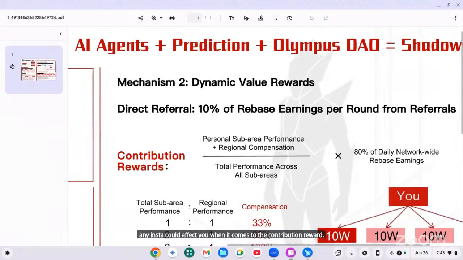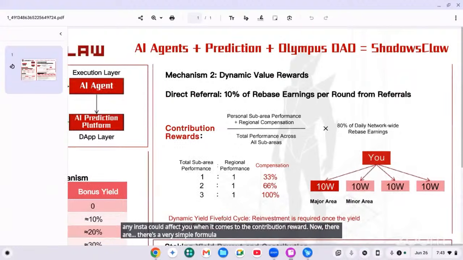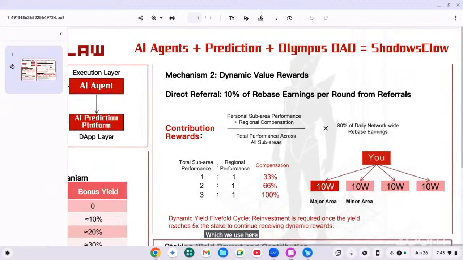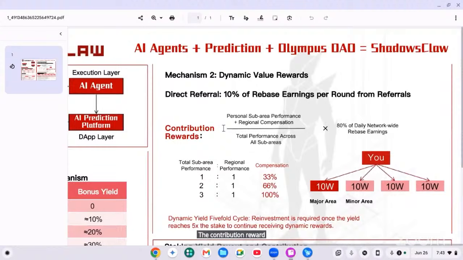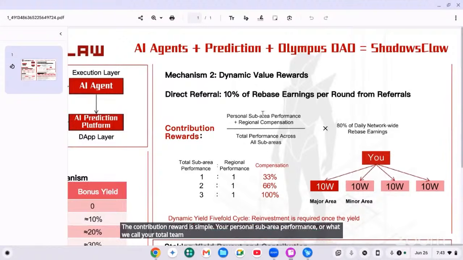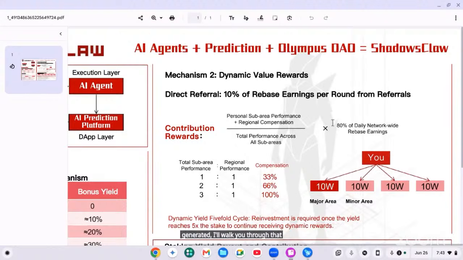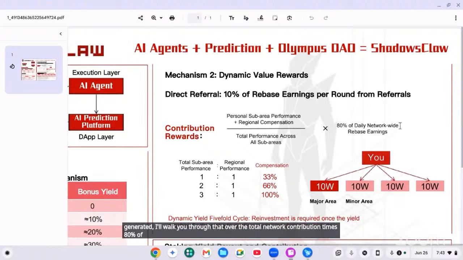Now, there's a very simple formula which we use here. One, the contribution reward is simple. Your personal sub area performance, or what we call your total team contribution. How is this thing generated? I'll walk you through that. Over the total network contribution times 80% of the network rebase that comes every 12 hours. That comes to you at the end of the 12 hours as your reward.